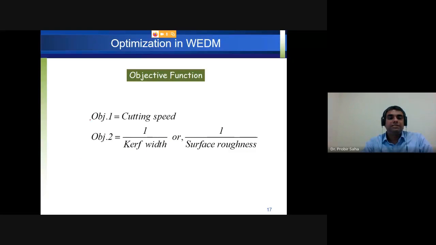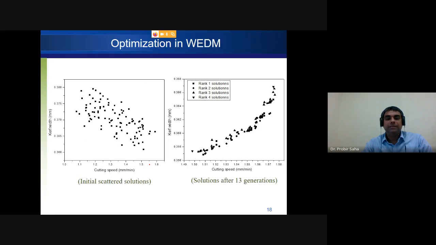In our case, the first objective function was the cutting speed, which I want to maximize. Objective 2 was the kerf width, which I want to minimize, so I converted it into a suitable form, 1 by kerf width. After running this program, this is the initial solution, which is very scattered in nature, 100 solutions, cutting speed versus kerf width. You can understand that they are not Pareto or optimal solutions. But after just 13 generations, this kind of solution is aligned in a particular direction, and there are only 4 ranks.